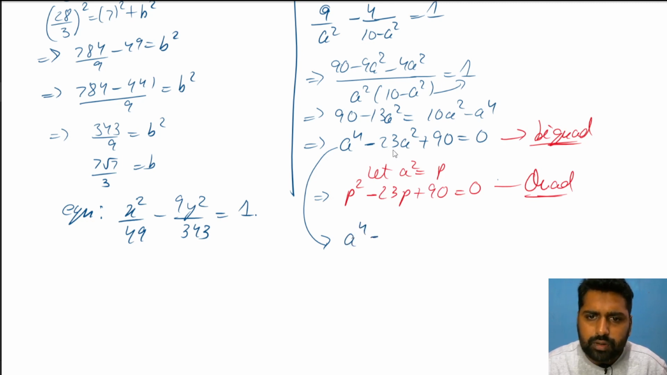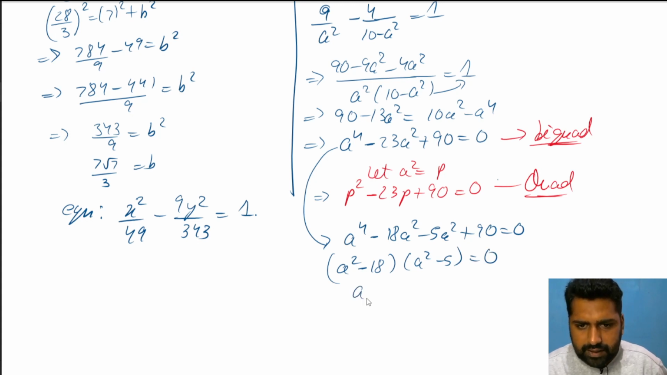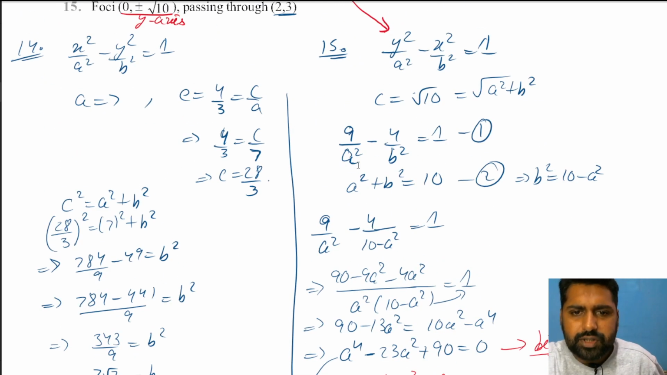So a raised to power 4, if I do the middle term splitting of this, 90 is 10 into 9, but that doesn't make this. 90 is 18 and 5, so 18 and 5 will make this. a raised to power 4 minus 18a square minus 5a square plus 90 is equal to 0. So take common, you will get (a square minus 18)(a square minus 5) is equal to 0. So you get a square as 18 or 5. You don't have to get the value of a exactly again, because for writing the equation you need a square.